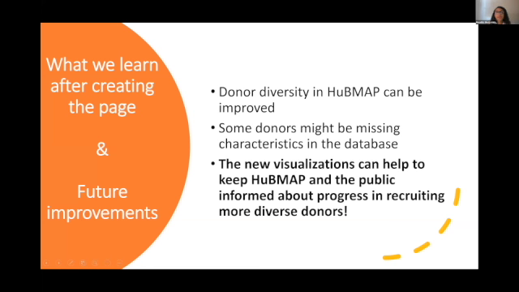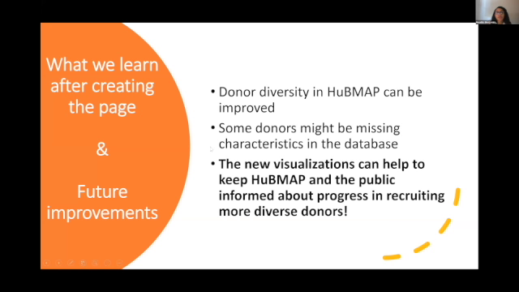And what we learned after creating the page, and future improvements, is that donor diversity in HuBMAP can be improved. For example, as you can see in the charts, there is not a lot of diversity in the ethnicities. So for example, we can have Asians, we can have more Hispanic donors. We can improve that in the future.